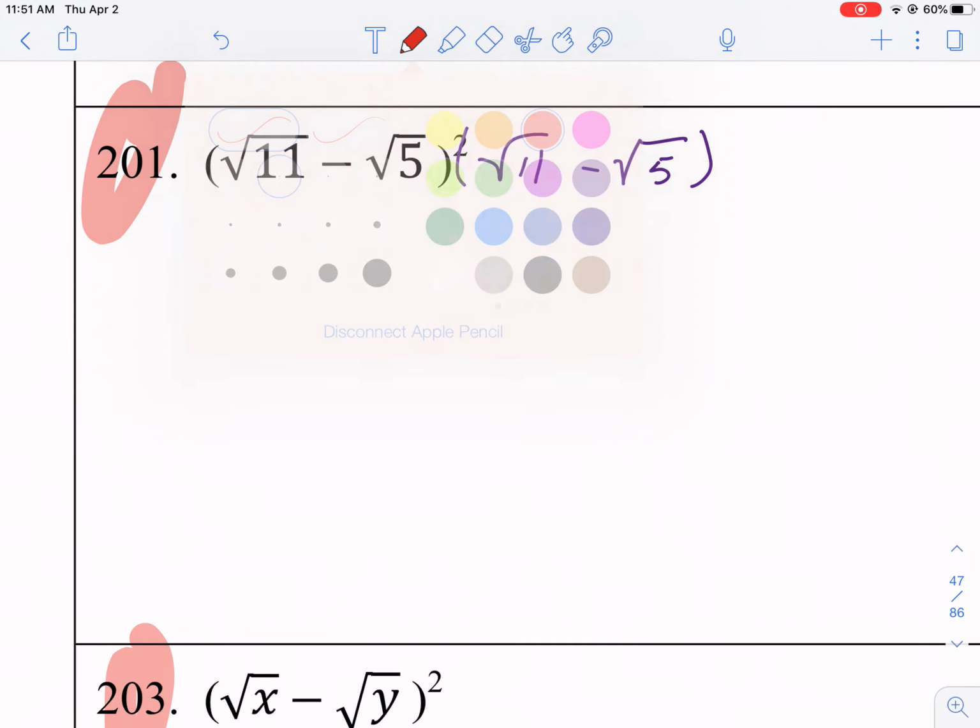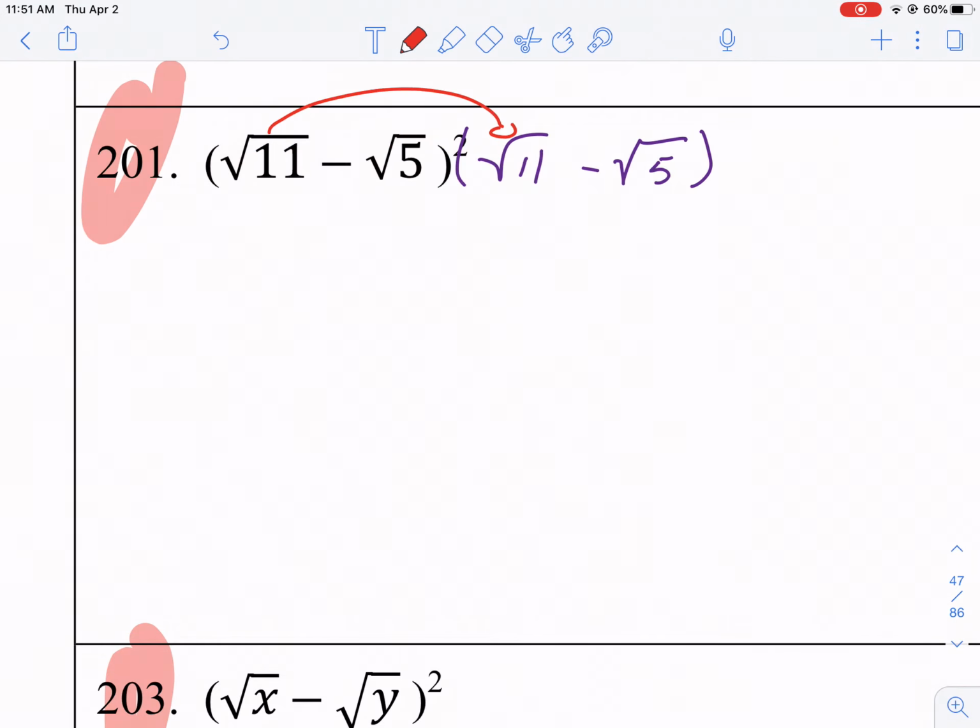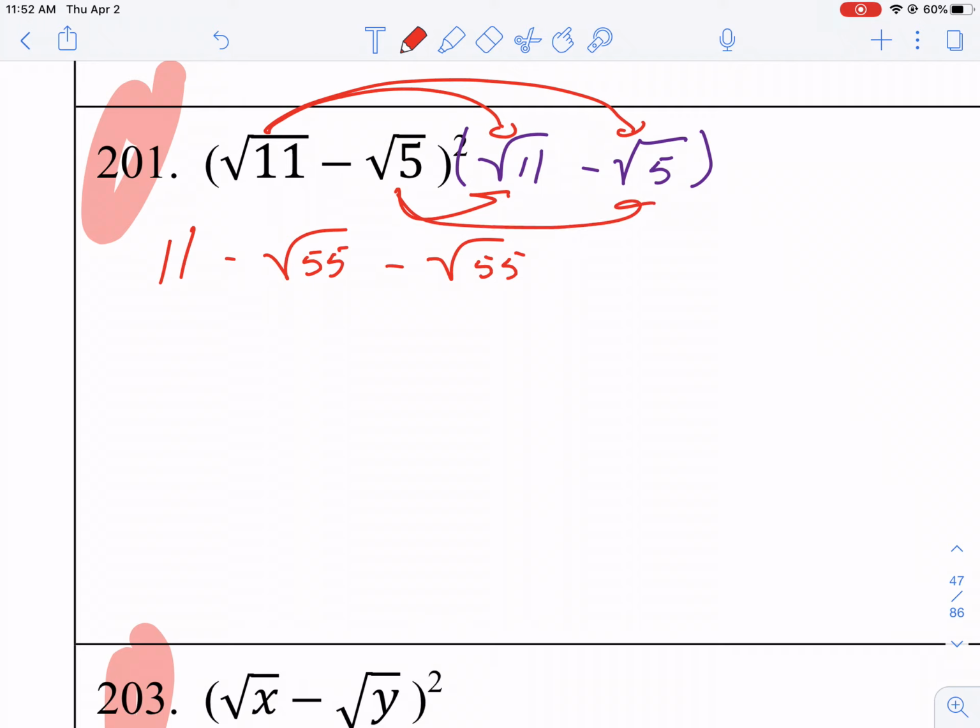So let me grab a red here. So now when I multiply square root of 11 times square root of 11, it's 11. When I multiply square root of 11 times a negative 5, or negative root 5, that becomes negative square root of 55. Similarly, negative square root of 5 times the square root of 11 is another negative square root of 55. And then negative square root of 5 times negative square root of 5 is a positive 5. Combining those, I have 16 minus, now combining these, 2 square roots of 55. Because both of those are a negative 1 square root of 55.